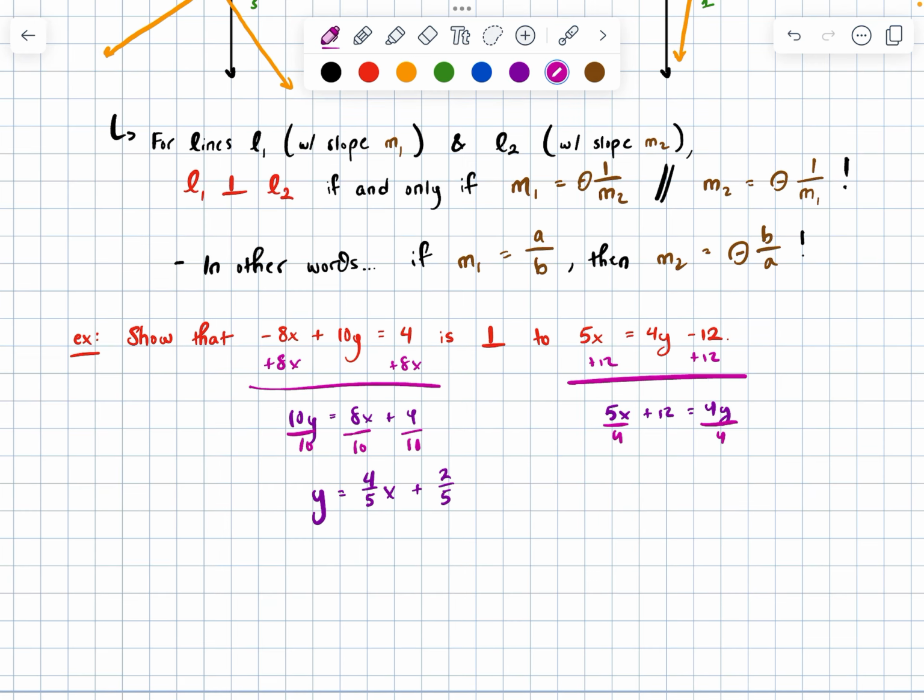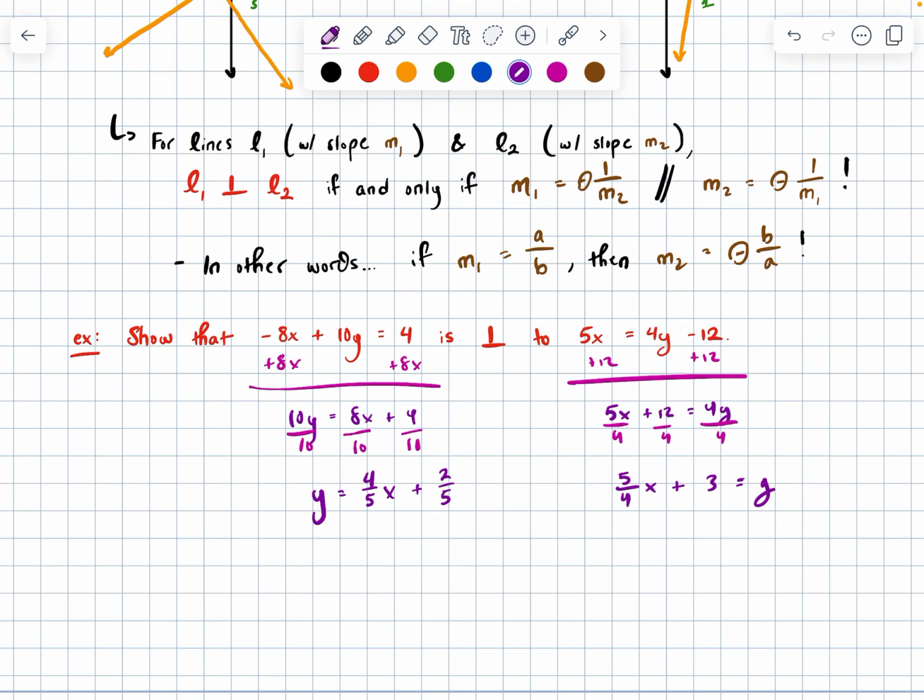And then to get y by itself, I'm going to divide both sides by 4. 5 over 4x I can write as such, plus 12 over 4, which is 3, is equal to y. Notice I'm still in y equals mx plus b form, except my sides are flipped. So these lines are perpendicular. Notice I have a 4 over 5 and a 5 over 4. I've met my criteria, right?